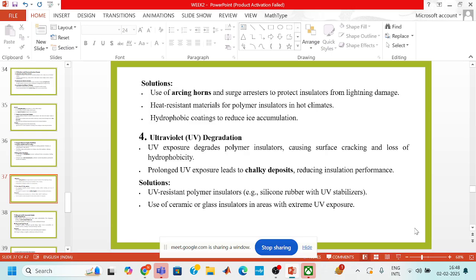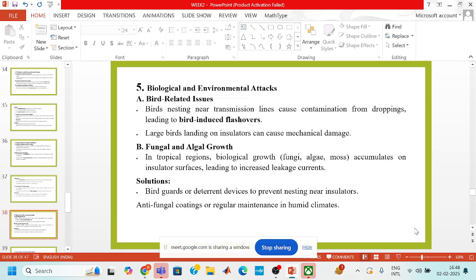So the main solution for this is that we use a UV resistant polymer insulator, that is silicon rubber with UV stabilizers. And we use ceramic or glass insulators in areas where extreme UV exposures are there. Then we can use glass or ceramic instead of polymer insulators.